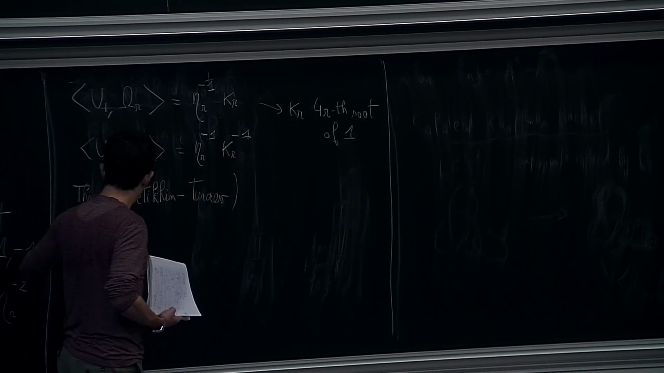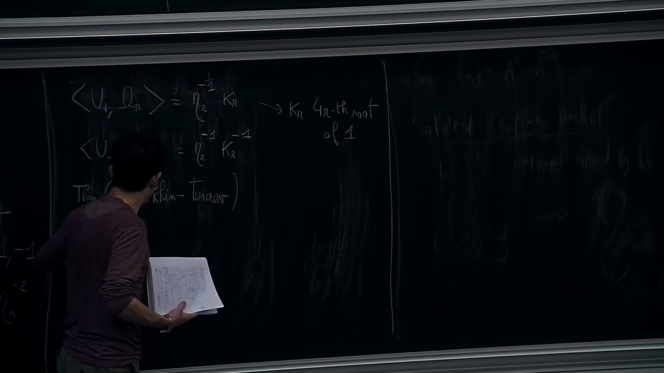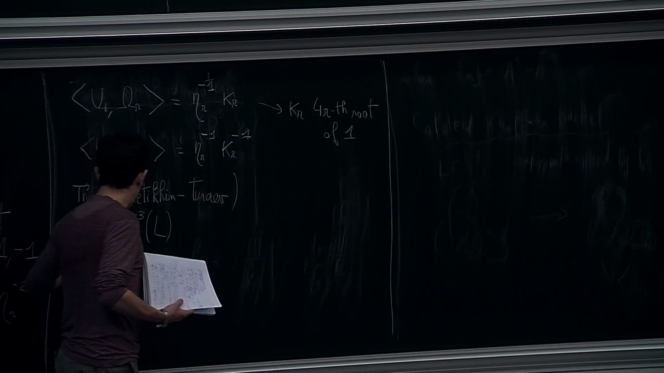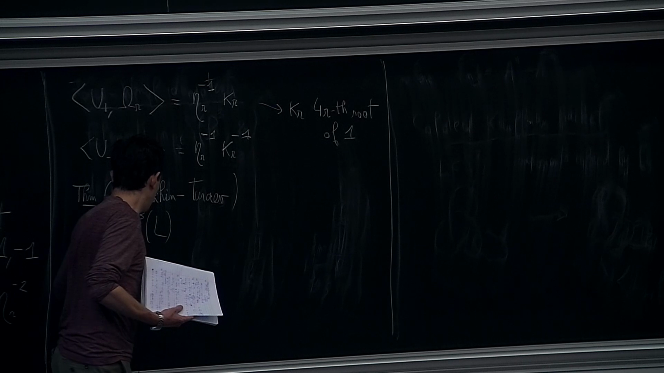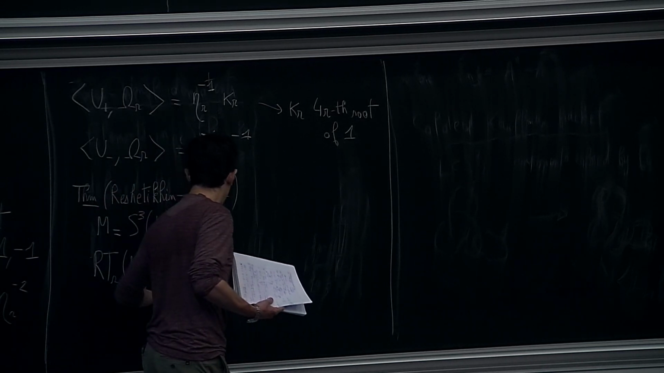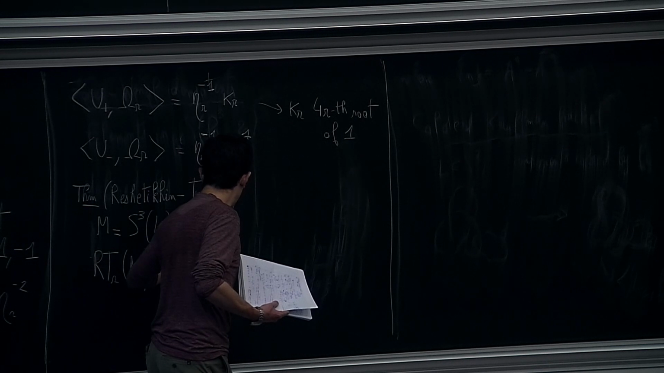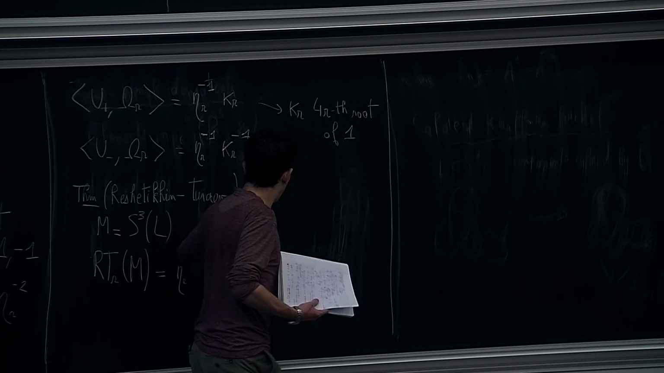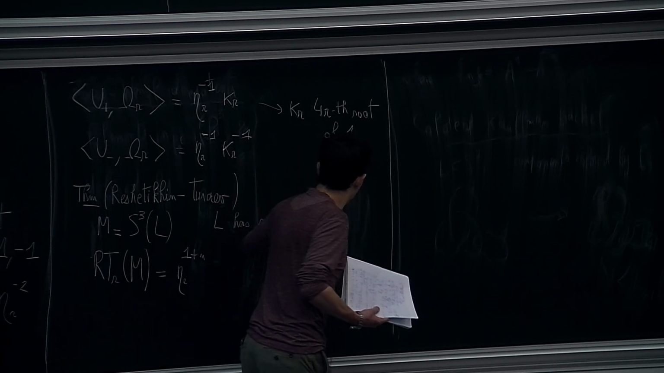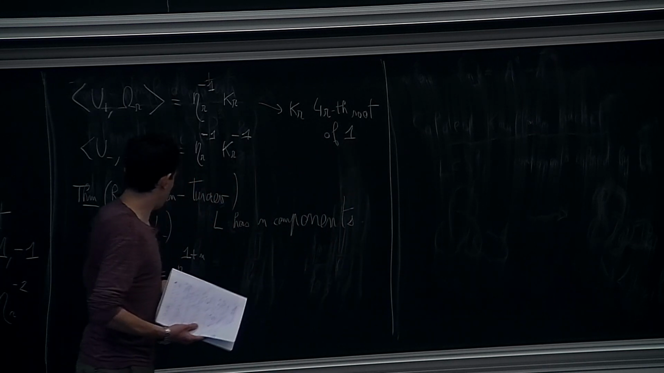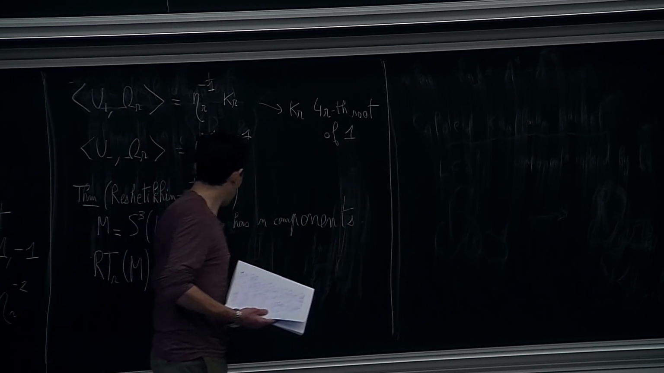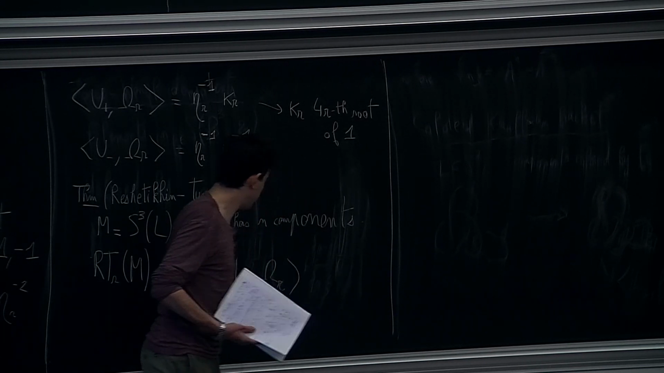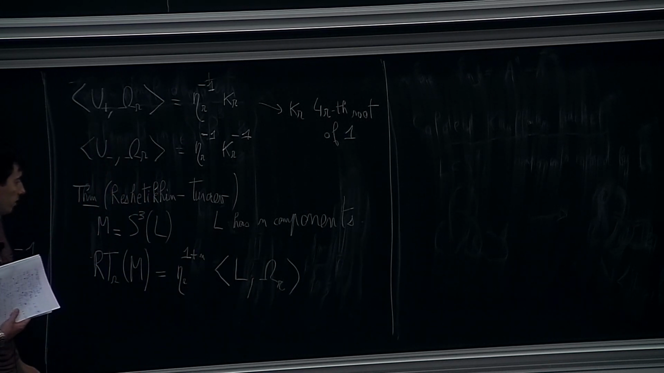So I have that if M is obtained by surgery on L, I have the following: RTR of M, which I define to be RTR of 1 plus N. So here L has N components. So I take eta r to the 1 plus N, and then I take the colored Kauffman bracket of L colored by this Kirby color omega r.